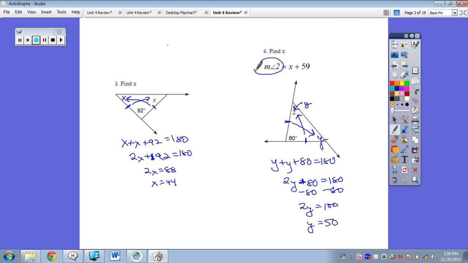So I come up here where measure of angle 2 is, and I'm going to put 50. So that allows me to say that 50 is equal to x plus 59. Subtract 59 from both sides. X is equal to -9.